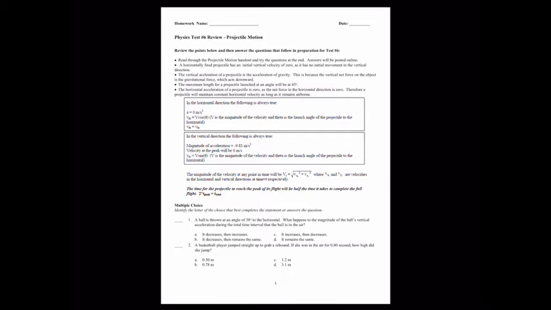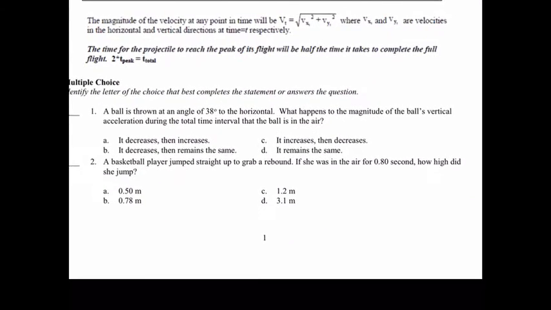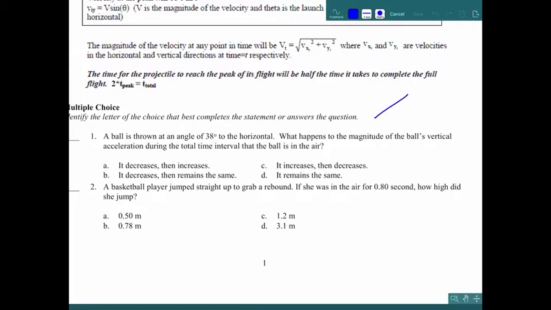So I'm going to answer the Physics Test 6 review questions. So let's get started. A ball is thrown at an angle of 38 degrees to the horizontal. What happens to the magnitude of the ball's vertical acceleration during the total time interval that the ball is in the air? We don't even need to know the 38 degrees because whenever something is in the air, the vertical acceleration is always negative 9.81 meters per second squared, and so it remains the same.